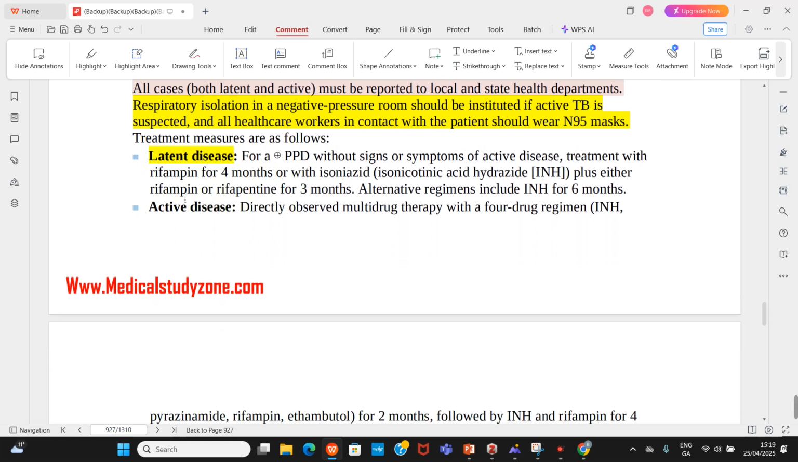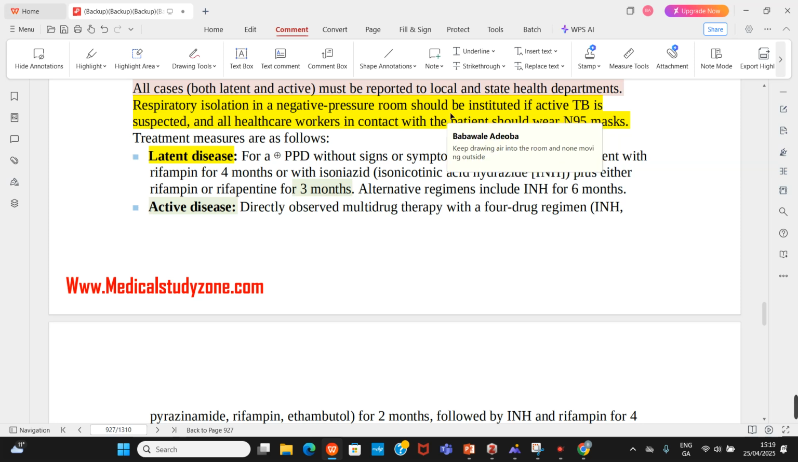People with latent and people with active, both of them will get treatment. Somebody with latent tuberculosis, you can use both isoniazid and rifampin. If you are combining, you are going to treat them for a shorter time. If you are adding isoniazid with rifampin, you treat them for only 3 months. If you are using any one of them singly, it's going to be more than 3 months.